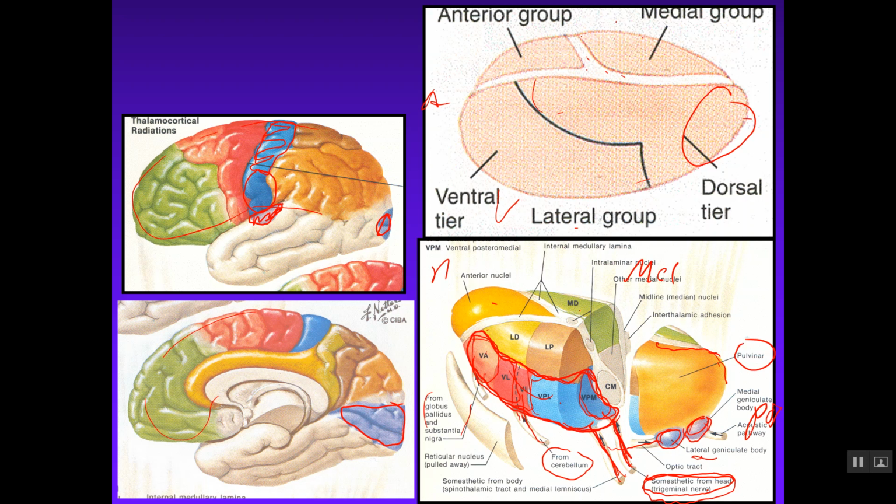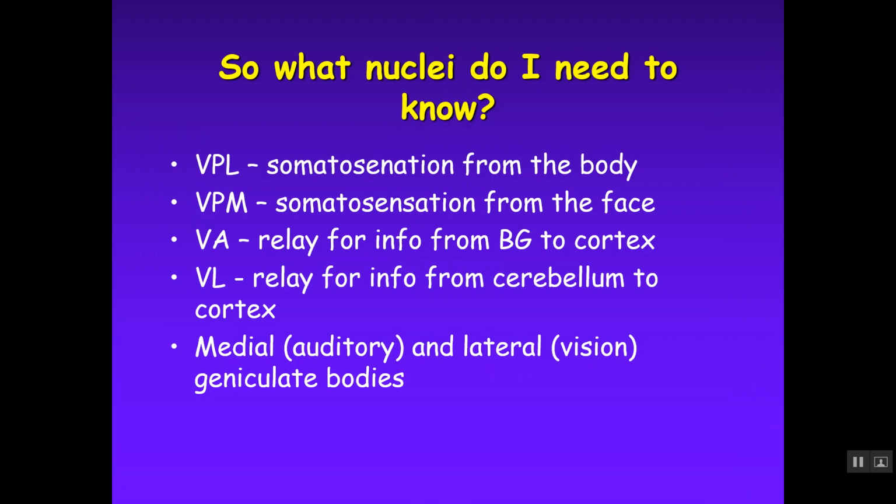And then you can see in here, here's some of the intralaminar nuclei that are spread out here. All these intralaminar nuclei are kind of spread out through there. So this is what you need to know. You need to know the VPL, VPM, the VA for the basal ganglia, and then the VL, which is relay for information from the cerebellum, and then those medial and lateral geniculate nuclei or geniculate bodies. Those are the ones you need to know their relay and who they communicate with or what their connections are.